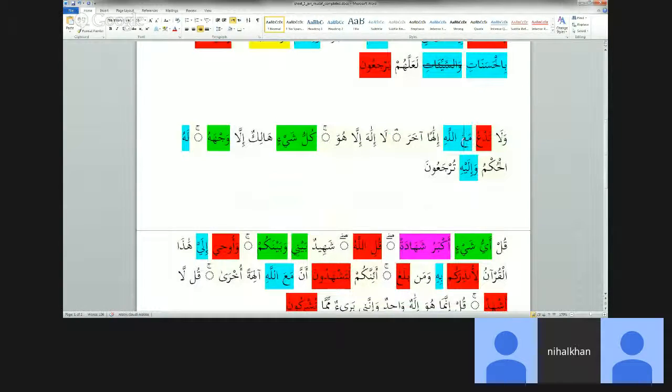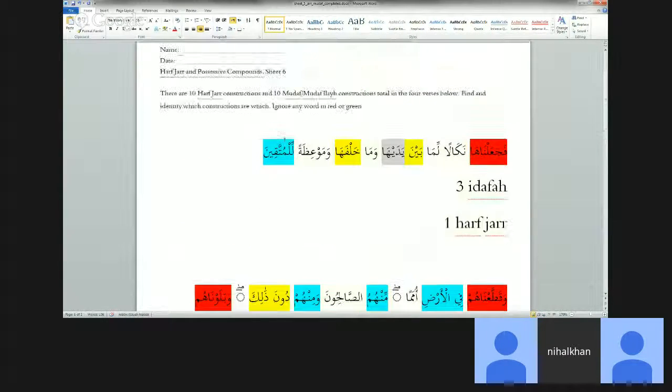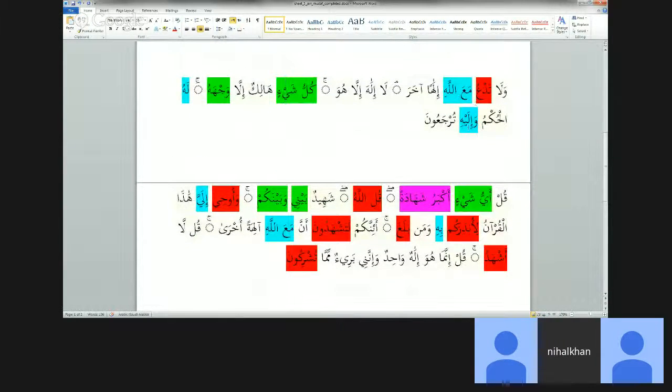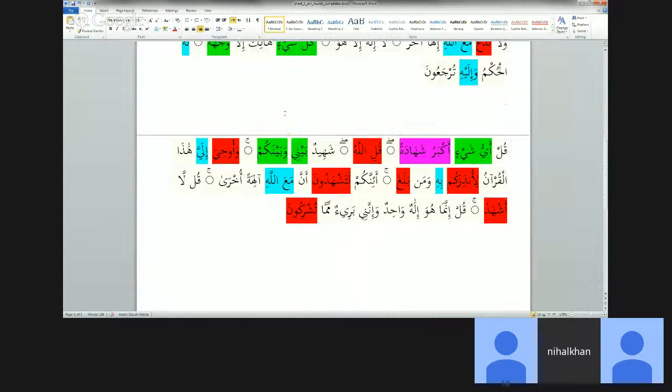Going on. وَلَا تَدْعُوا مَعَ اللَّهِ. Harf jar and majroor. مَعَ اللَّهِ إِلَهًا آخَرَ لَا إِلَهَ إِلَّا هُوَ. كُلُّ شَيْءٍ هَالِكٌ إِلَّا وَجْهَهُ لَهُ الْحُكْمُ وَإِلَيْهِ. إِلَيْهِ. Harf jar and attached pronoun. Lahu is harf jar and attached pronoun. The lam, even though we said ba, ta, kaf, lam, if you look at it in the sheet I sent out to you all yesterday, it can be la or it could be li. Okay.